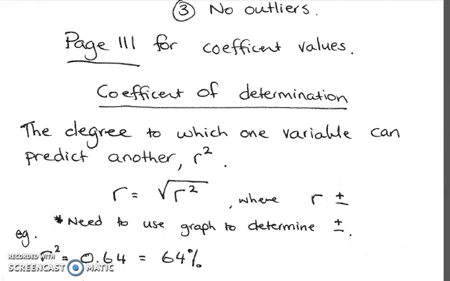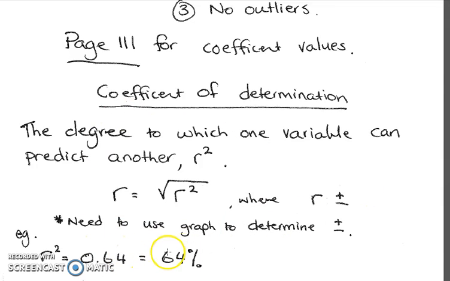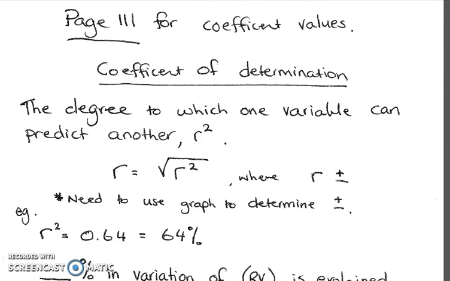Coefficient of determination. This is where we square our r value. Once we square it, we still have a decimal, but if we turn this decimal into a percentage, it tells us the degree to which one variable can predict the other variable.